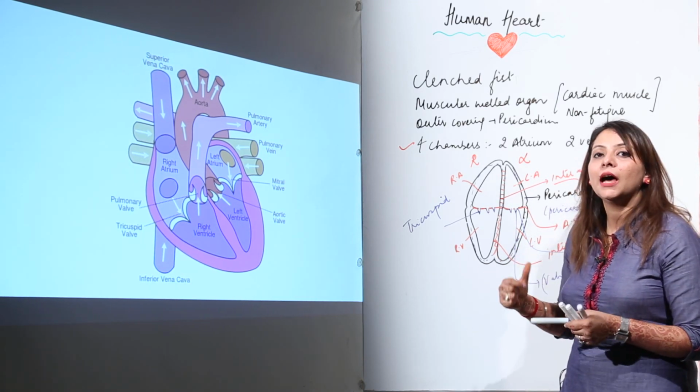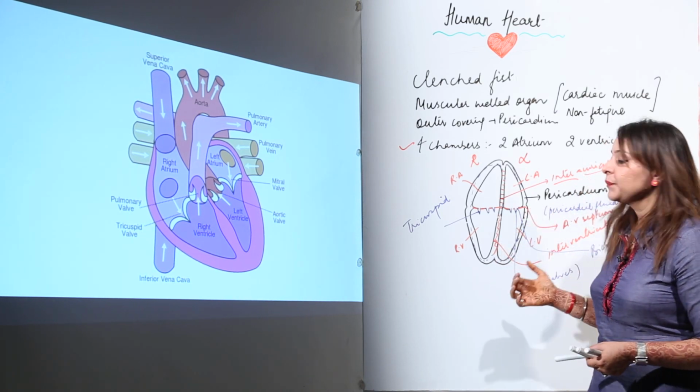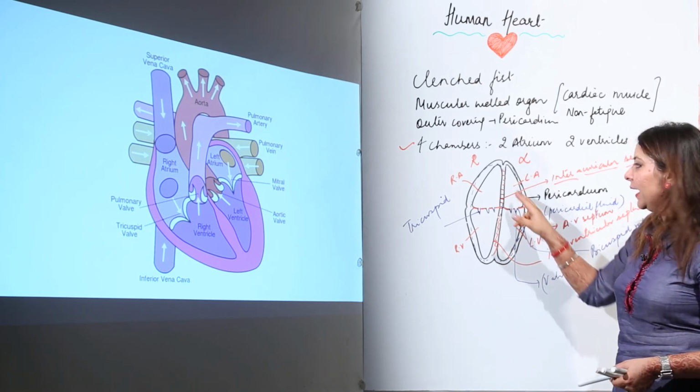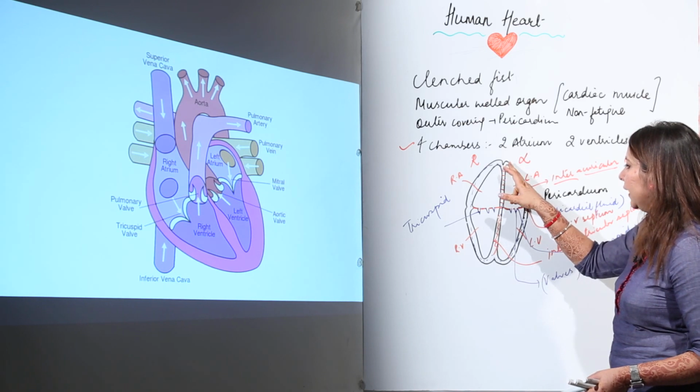We will see how they prevent the backflow of blood when we do the working. As of now we are just doing the structure. So I think it is clear, but I am going to tell you again.